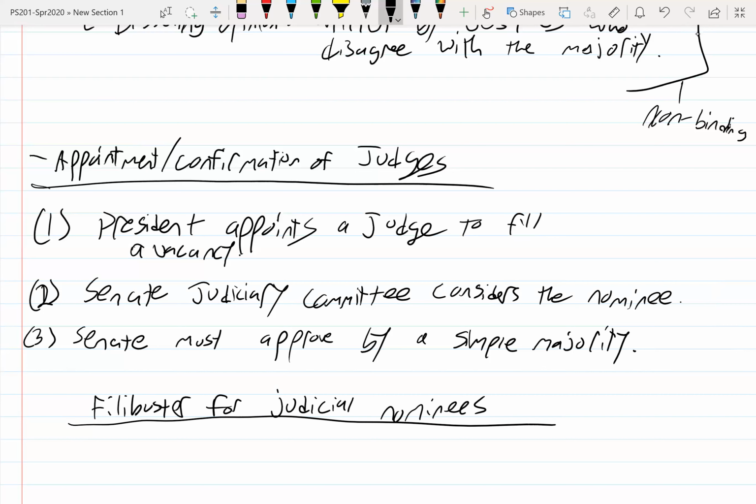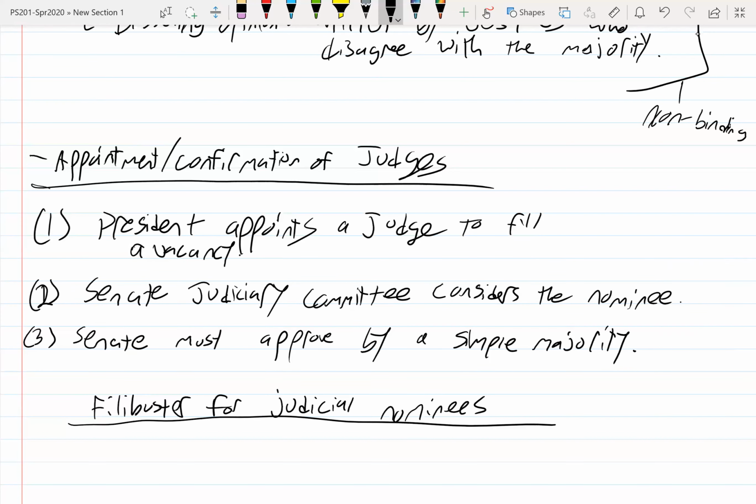We've talked about the filibuster as it pertains to legislation, so the passage of a law in the Senate, right? If you go back to our discussion of the lawmaking process, the filibuster can sometimes occur after you leave the committee, after a bill leaves committee, prior to a floor vote.